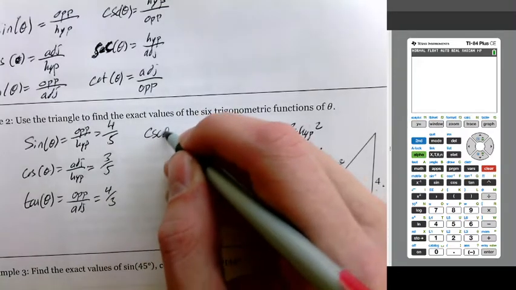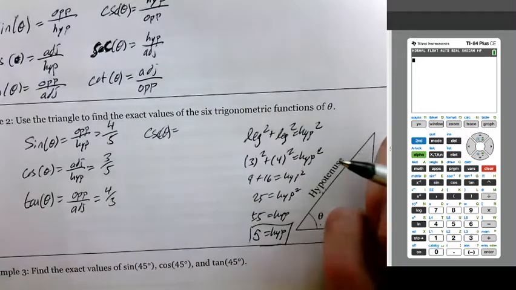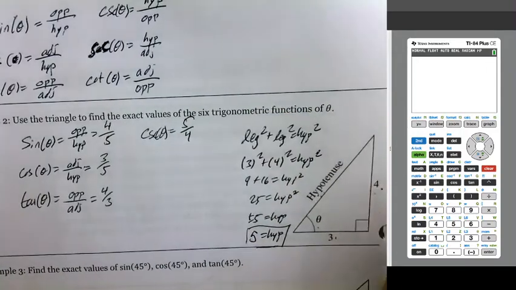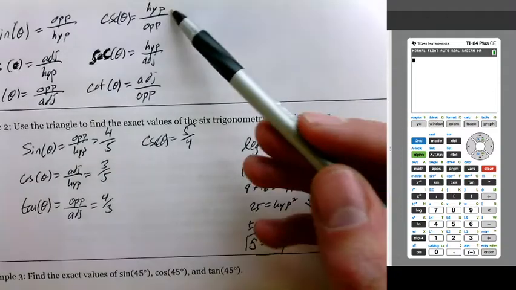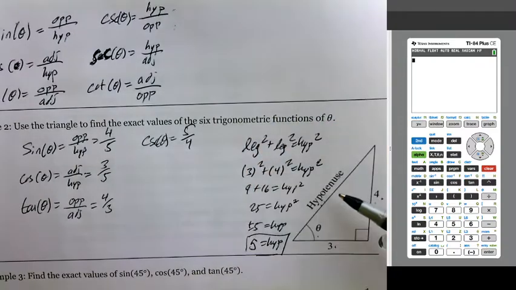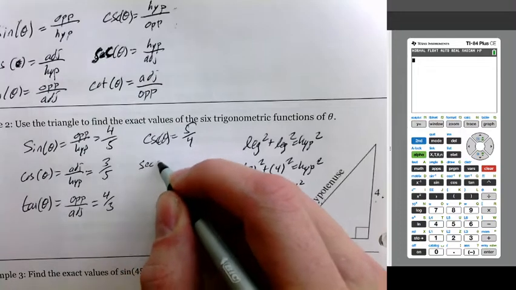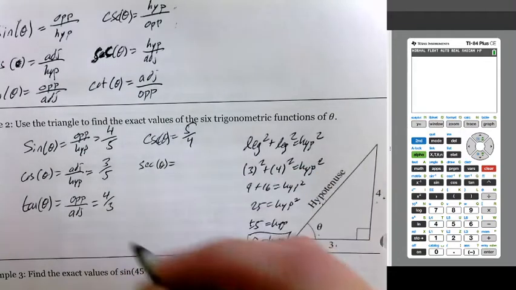And then the reciprocals. So once we already know sine, we could just take the reciprocal and get 5/4 for cosecant. Or you can use what we defined above. It's the hypotenuse divided by the opposite side, so 5 divided by 4. But I'm just going to use the reciprocal since we already did all that work finding sine, cosine, and tangent.